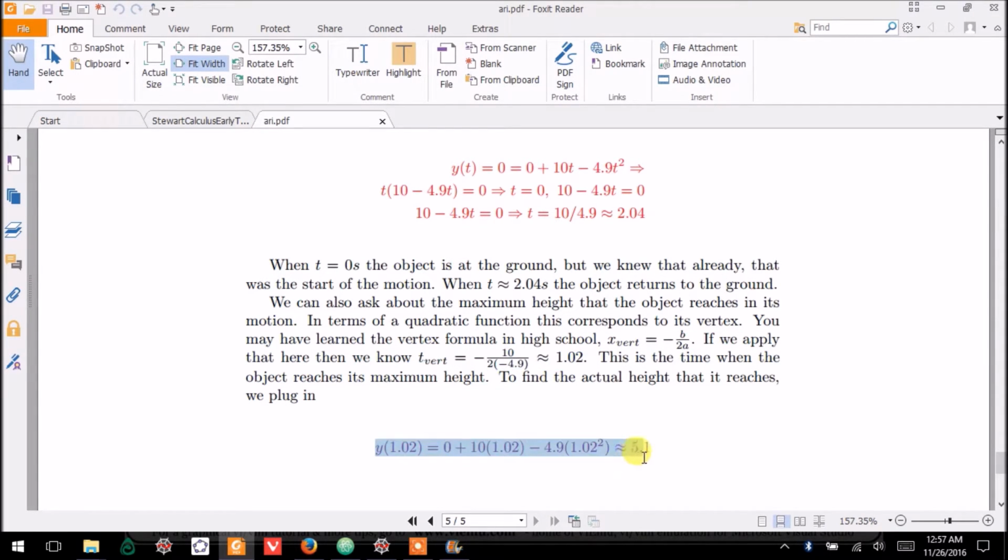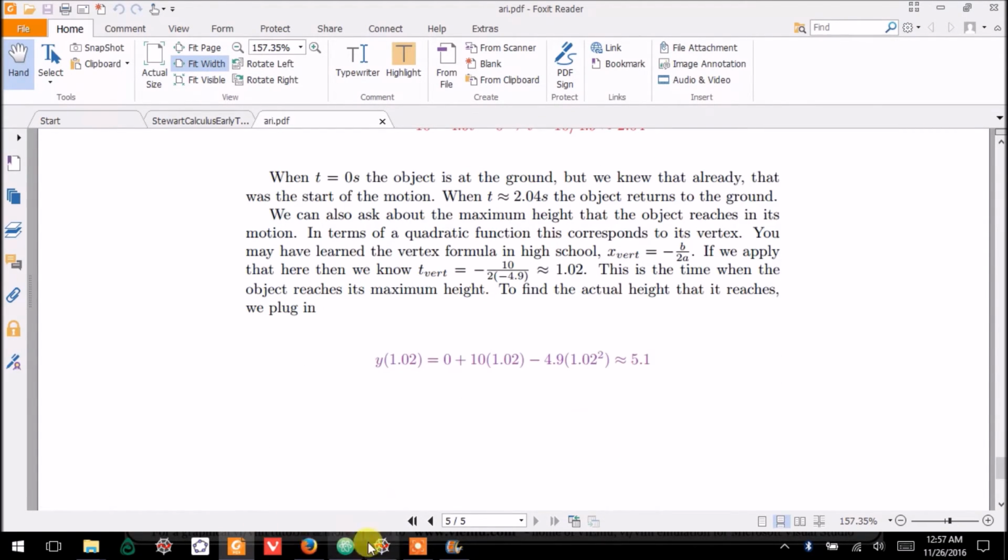If we plug that in, we then find what the maximum height actually was, right? What is the height at that time? And we get 5.01. So those are problems that you can solve with this theory.